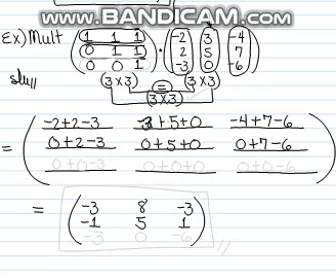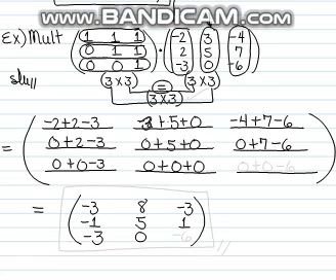We're going to do the last row across the first column. 0 times anything is 0, plus 0 times anything is 0, plus 1 times negative 3 is negative 3. So we have a negative 3 down below in this position. Next, second column with this last row is going to be 0 times 3 is 0, plus 0 times 5 is 0, plus 1 times 0 is 0. This position carries a 0.